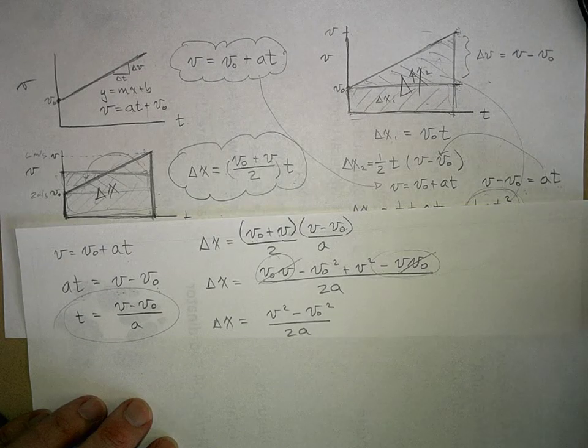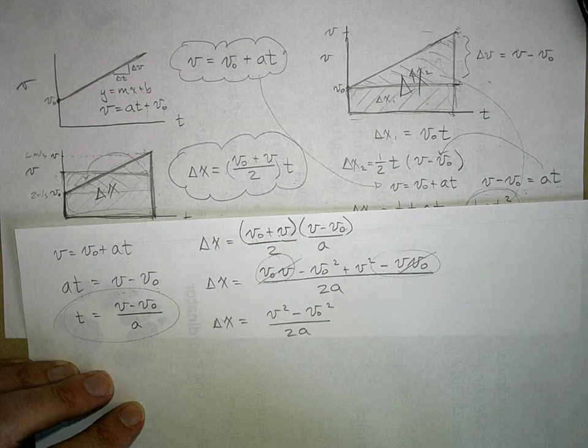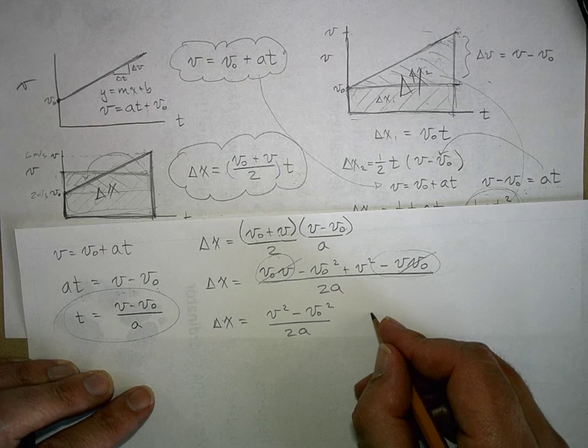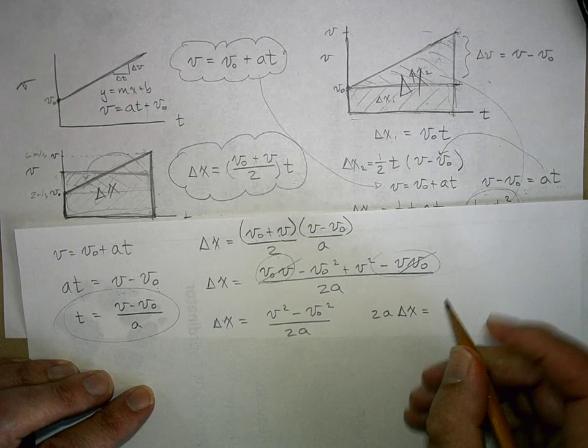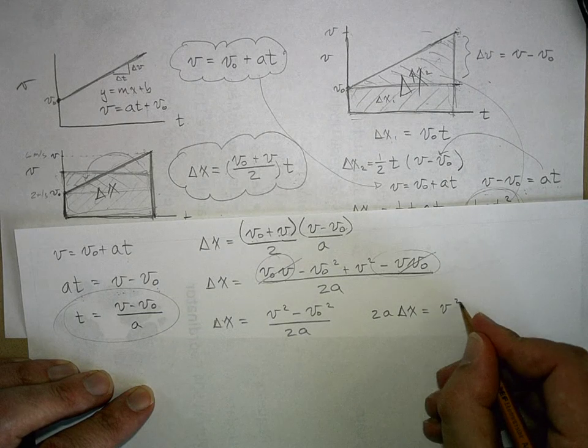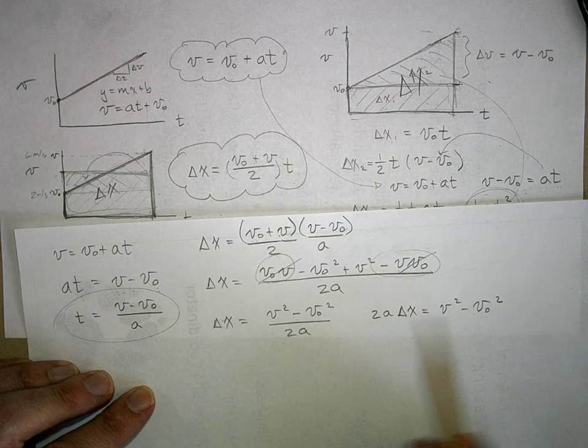I could stop there, and I would, because now everything is solved for delta x. But every textbook I've ever seen keeps going a little bit. Let's multiply both sides by 2a. So I get 2a delta x equals v squared minus v naught squared. Now let's add v naught squared to both sides, and now we're done.